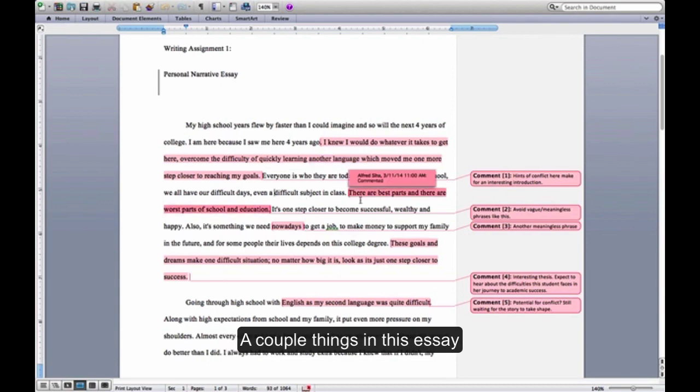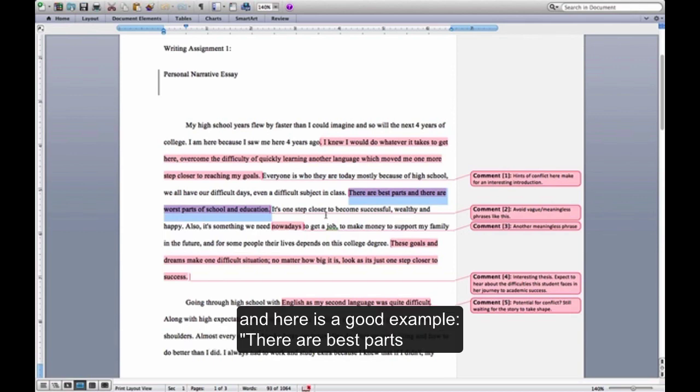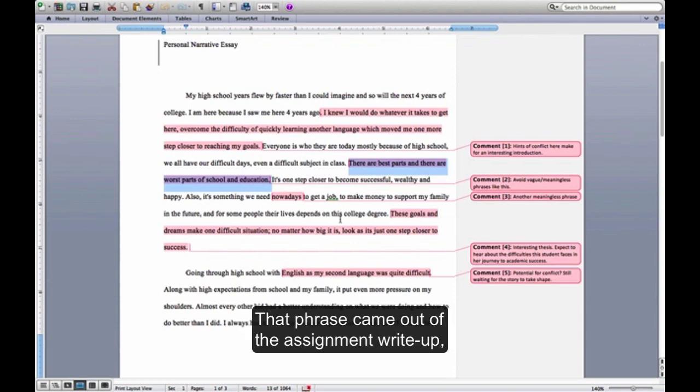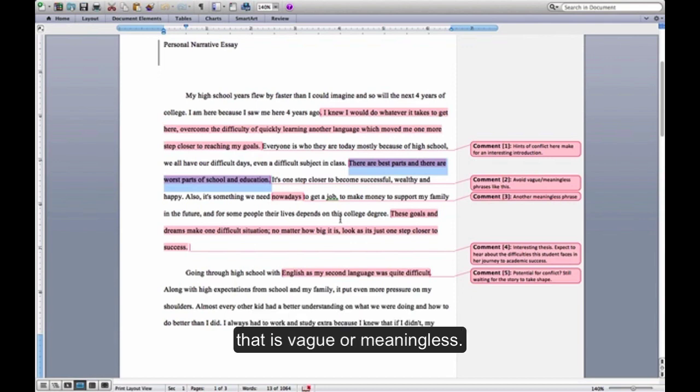A couple things in this essay that I want to point out to you. It's really important to get rid of vague and meaningless phrases, and here is a good example. There are best parts and there are worst parts of school and education. That phrase came out of the assignment write-up, and it doesn't really mean anything in this introduction. So in those situations, I would say cut anything that is vague or meaningless.